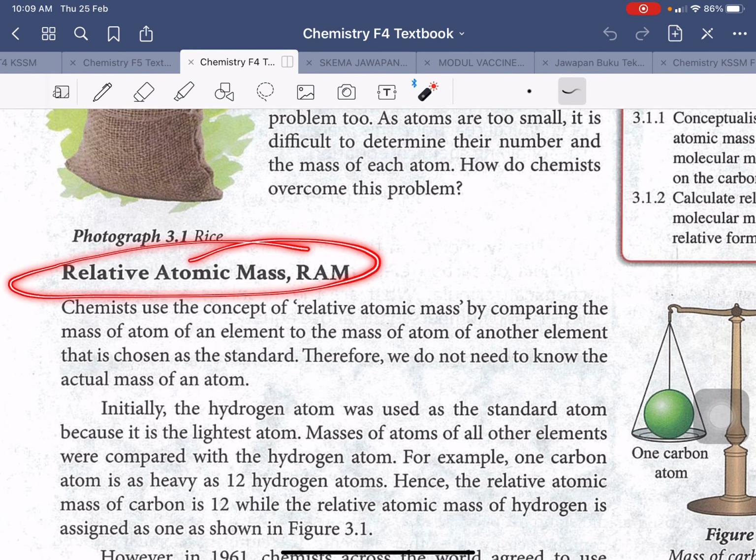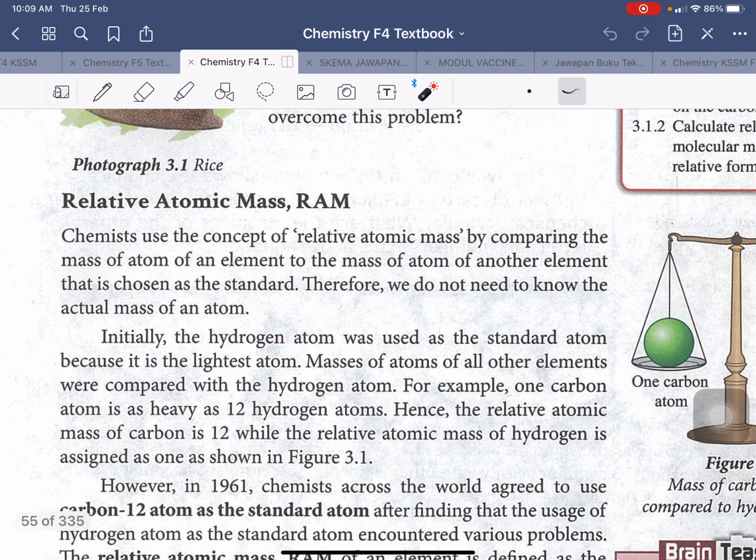Relative atomic mass. Chemists use the concept of relative atomic mass by comparing the mass of an atom of an element to the mass of an atom of another element that is chosen as the standard. Therefore, we do not know the actual mass of an atom.